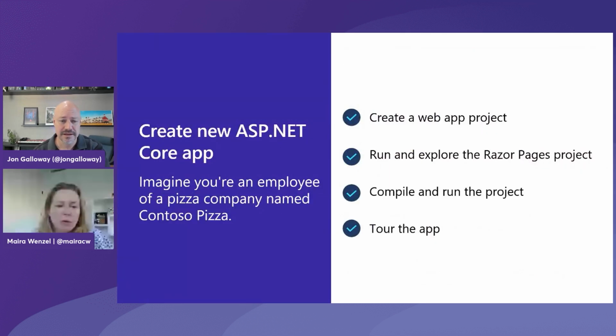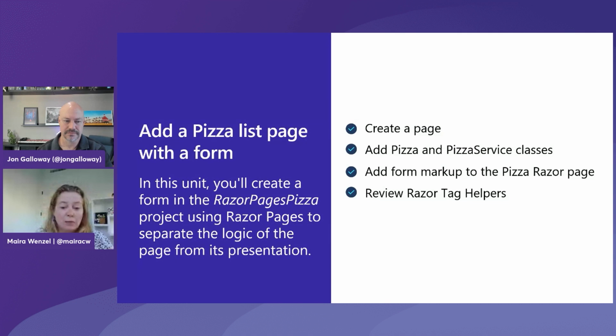All right, so now into our lesson and what we're going to be doing. We're going to create a new ASP.NET Core app, right? So we're going to create a project. We're going to run and explore what's in the project template. Then we're going to compile, run and test it. And then after that, we're going to be, in 2 steps, adding this pizza list that we saw earlier.